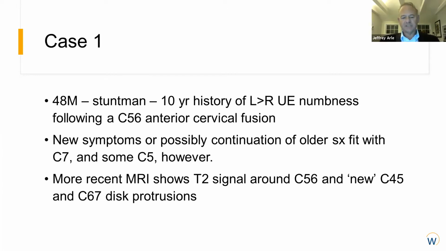And he'd had 10 years of left greater than right upper extremity numbness and had a prior fusion at C5-6. His new symptoms, or maybe some continuation of his older symptoms, however, fit with really C7 and some C5 nerve roots, which really could not be ascribed to the prior level that he had done. And his more recent MRI showed T2 signal around the 5-6 level that he had had surgery on, but new 4-5 and 6-7 disc protrusions.